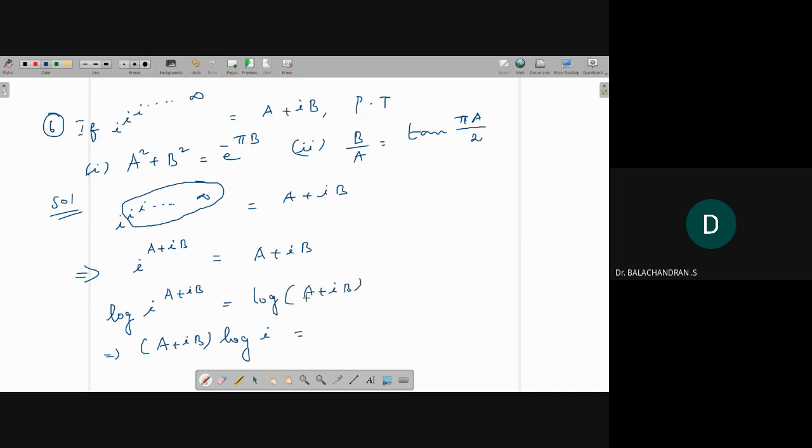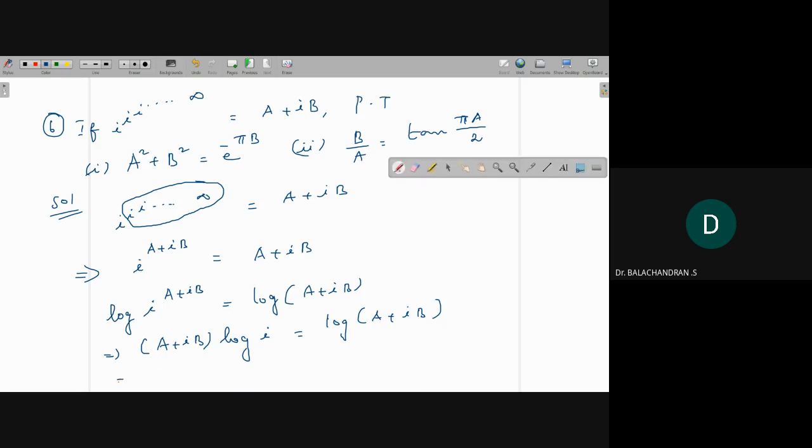Log of a plus ib. Okay, I'll write log of a plus ib. The next step, I am going to write a plus ib. What is log i? What is log i, Kribarjan? i pi by 2, sir. Yeah, i pi by 2.